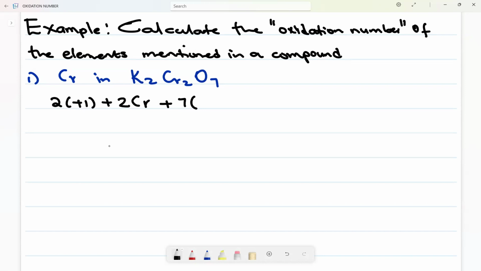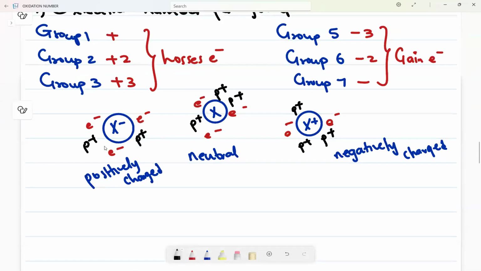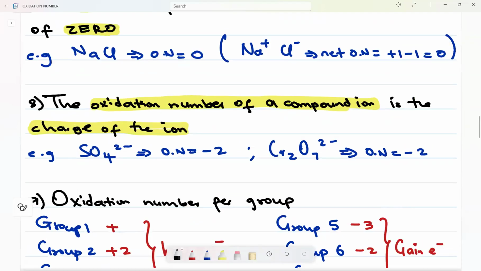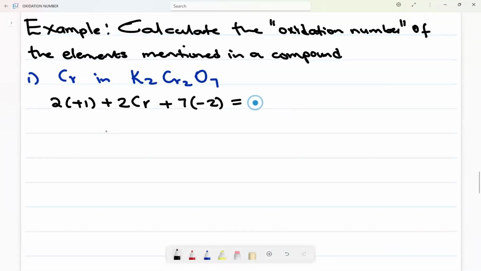What is the oxidation number of oxygen? Remember, the oxidation number of oxygen is minus 2, except in what? Except in hydrogen peroxide, or in peroxides to be more specific. And now the question is, what is the net ionic charge? We go back to this rule number 7. It says neutral compounds have a net oxidation number, so not net ionic charge, net oxidation number of 0. So this should balance out to 0. And then we just do basic algebra.